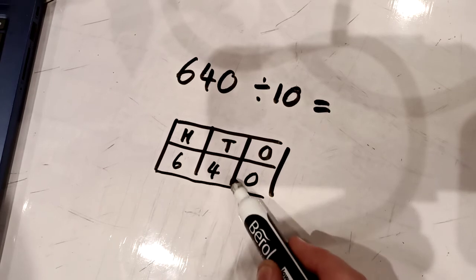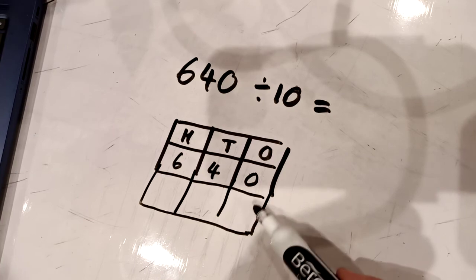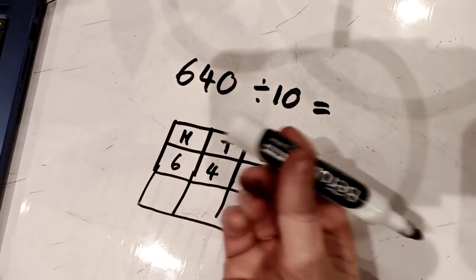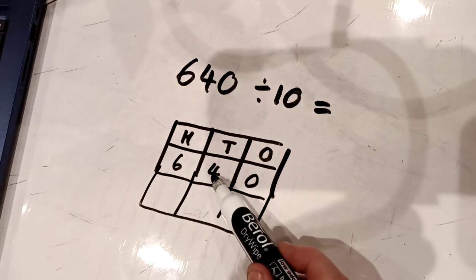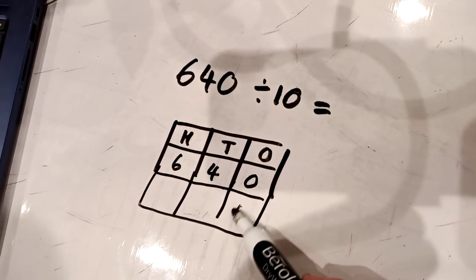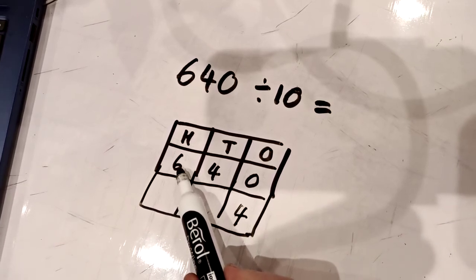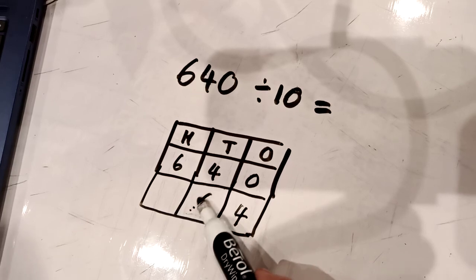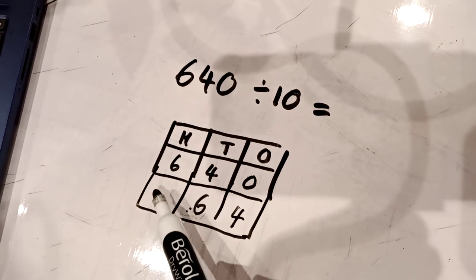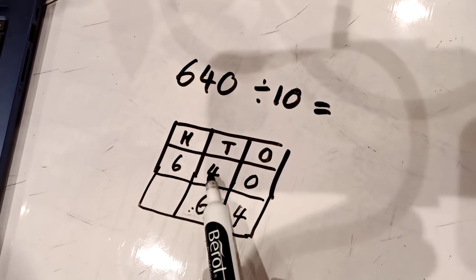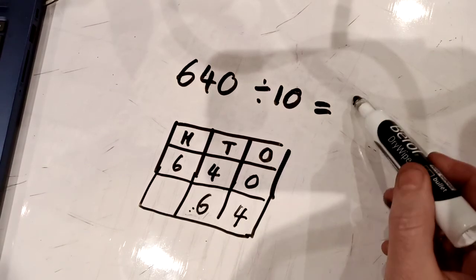And when I make it smaller this time, I move the digits that way to make them smaller. So my 4 tens gets smaller and becomes 4 ones. My 600s become smaller and become 6 tens. I don't need a placeholder here because the rules say I don't need one. So my 640 becomes 64.